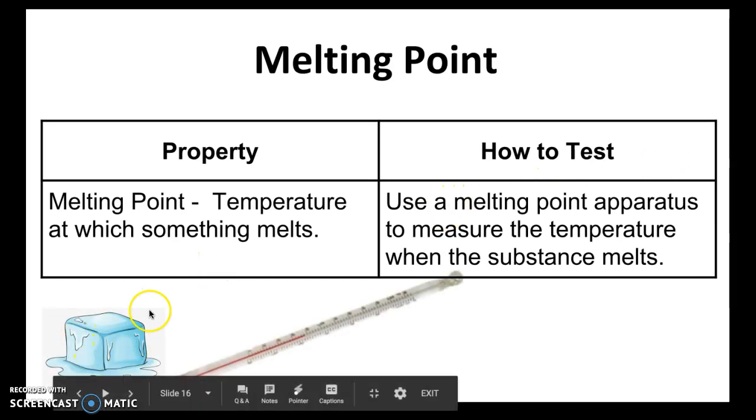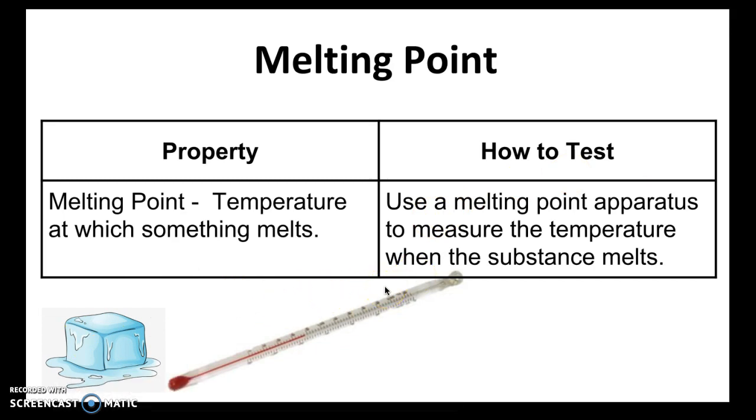So for example, if you have a block of ice and you let it melt and then you recorded the temperature at which it's melting, and when we say melting, we mean going from a solid to a liquid. That temperature at which it melts, going from a solid to a liquid, is the melting point. Now, the way that we test it is we use what's called a melting point apparatus, and I'll show you what that looks like in a moment.